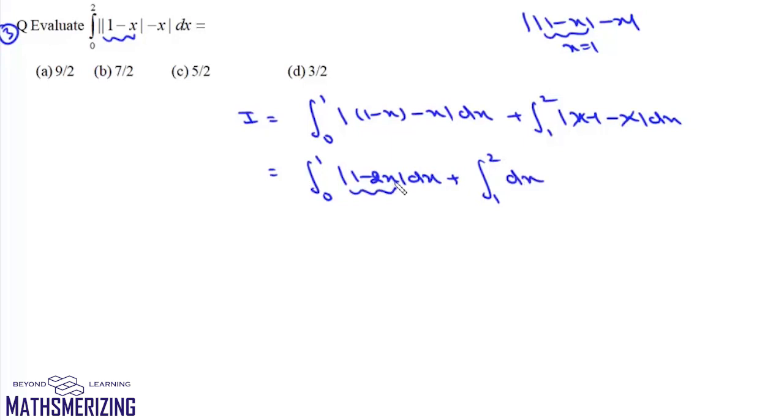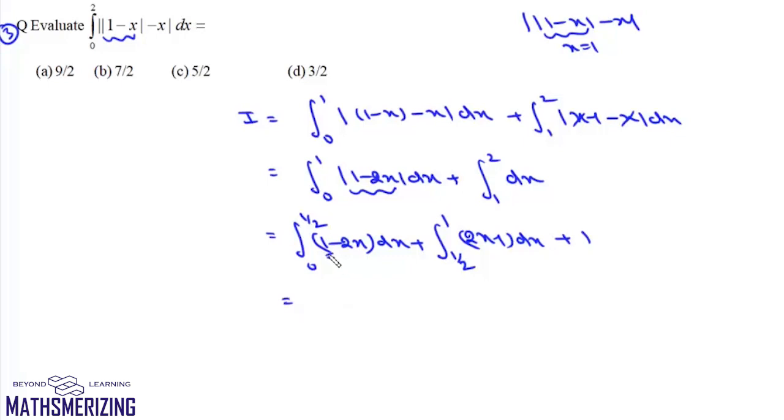Now this mod of 1 minus 2x, its definition changes at 1 by 2. So we'll split it again in two parts. From 0 to 1 by 2, 1 minus 2x dx, and then from 1 by 2 to 1, it will be 2x minus 1 into dx, and then here it is x, 2 minus 1, it will be simply 1. So here it will be x, and x will be 1 by 2 minus 0, and then minus.